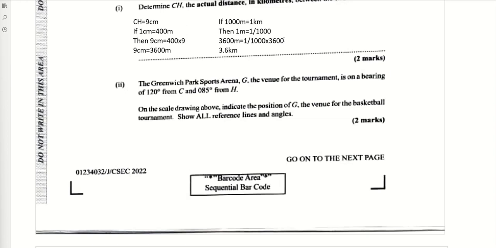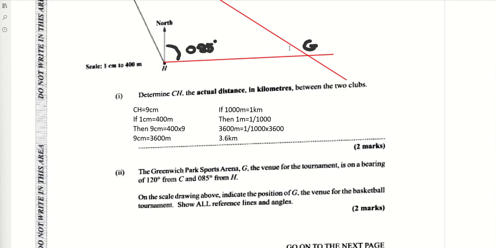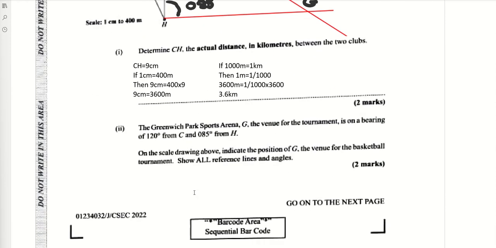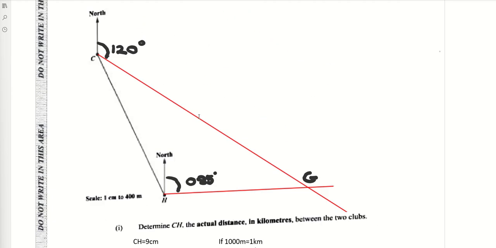So for a question like this, I would use my protractor, and when they said the bearing of 120 from C, that means we are going to draw a straight line from C, which is your north line. You're going to line up your protractor on that north line and measure 120 degrees, which I already have done. That is this line. And I'm going to do the next one. They said the bearing of 85 from H. So from H, you're going to measure 85 degrees, which is here. And where these two lines intersect would be the location of where G is.